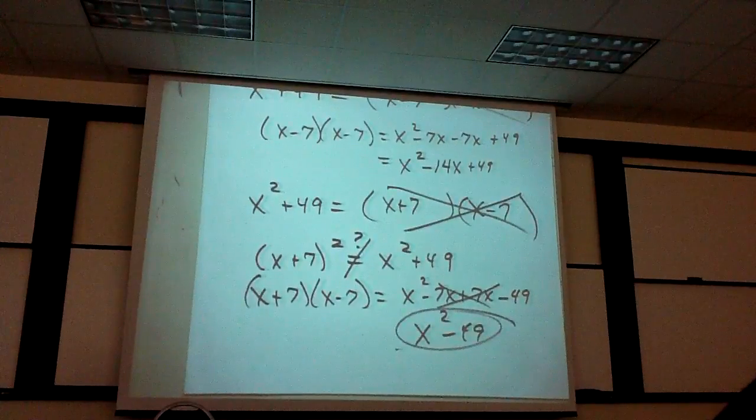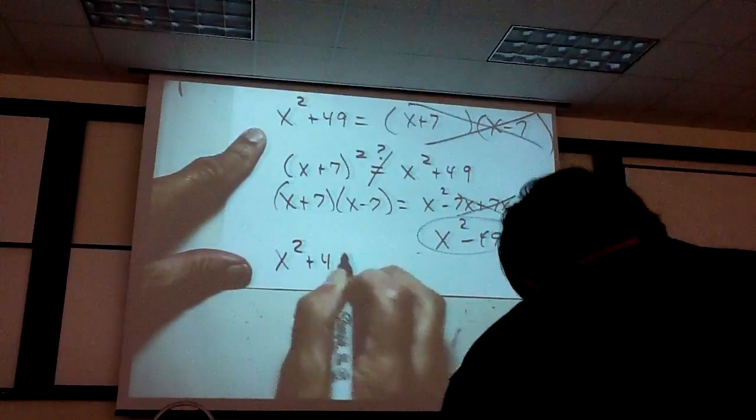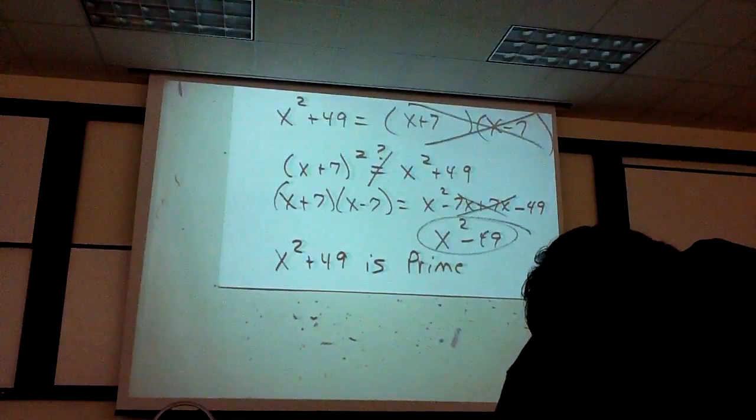If I asked you to factor the number 7, what would you tell me about the number 7? It's a prime number. That's the word. If I ask you to factor something that will not factor, your response is, sorry, x squared plus 49 is prime. That's as far as it's going to go, ladies and gentlemen.